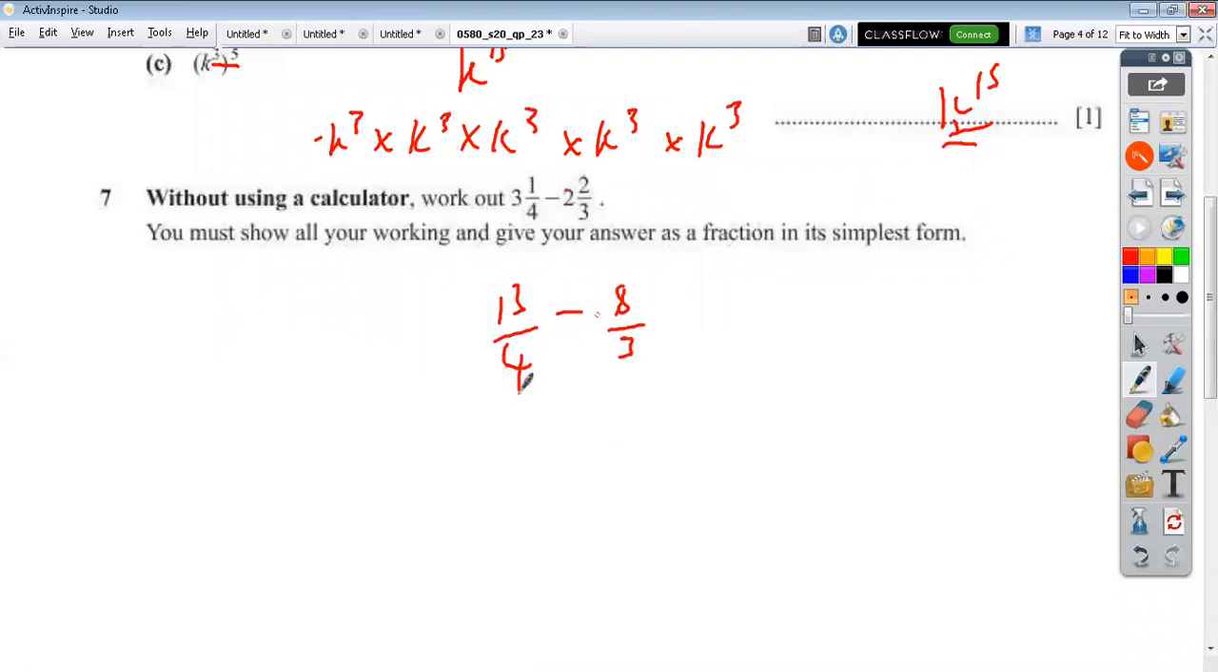8 over 3, you can simply multiply these two, you get 12. Then I cross multiply, you get 39. Minus, I cross multiply, I get what? 32. What is 39 minus 32? That's 7. 7 over 12. Done. Get all the 3 marks. Clear?